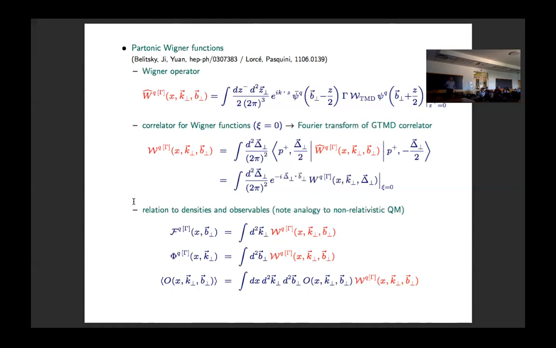Then somewhat later, Cedric Lorcé and Barbara Pasquini came in and said, well, in a relativistic many-body world with partons, we cannot resolve all 3 spatial dimensions. We can only do the 2 transverse dimensions. So they advocated looking at the 5-dimensional object, which I think is now commonly used, dependent on x, longitudinal and transverse momentum, and the transverse position.